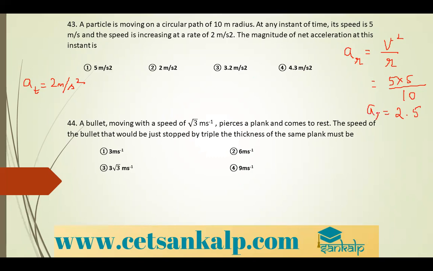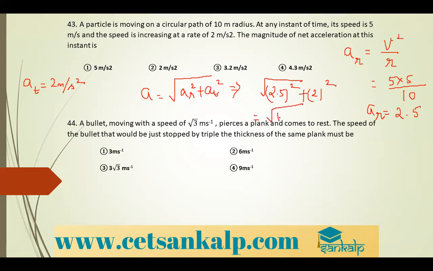So it is 2.5, that is aR. So the net a is equal to root of aR square plus aT square. So root of 2.5 the whole square plus 2 the whole square. Okay, when you solve it you will get root of 10.25. So nearly I can write 3.2 meter per second square. Option 3.